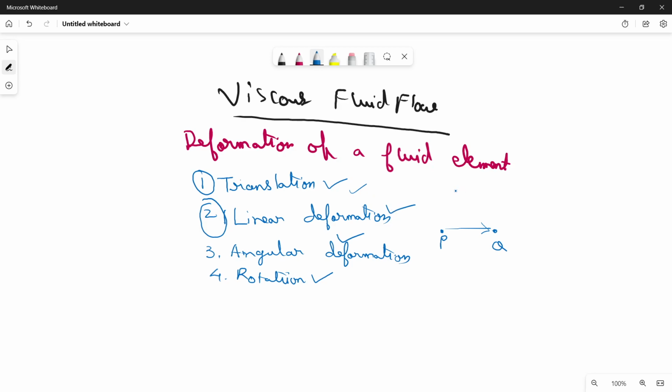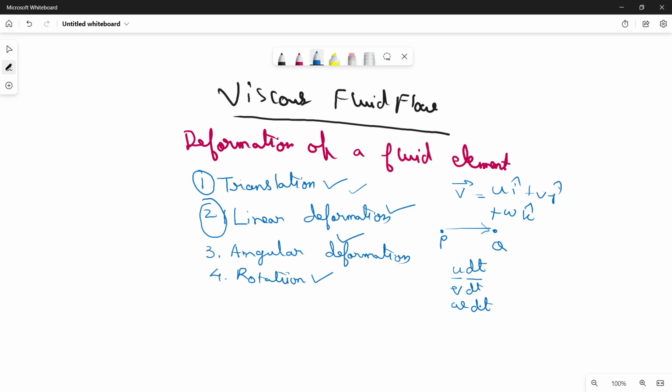Suppose you have a fluid element whose velocity field, or the flow field, is u i cap plus v j cap plus w k cap. Then the translation along x direction is u dt, where u is the velocity and dt is the time interval. So this velocity into time is giving you the displacement, or the distance the fluid element has moved along x direction. Similarly, translation along y direction is v dt, and along z direction is w dt. Okay, so this is translation.